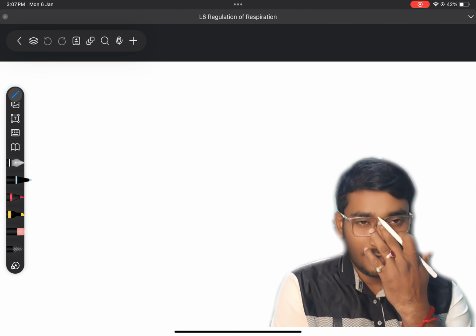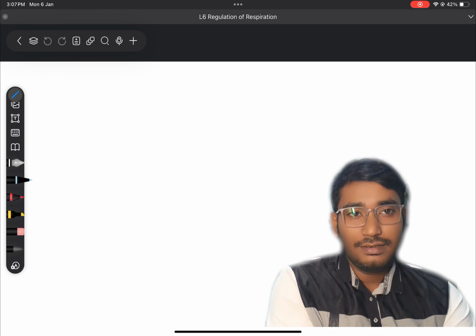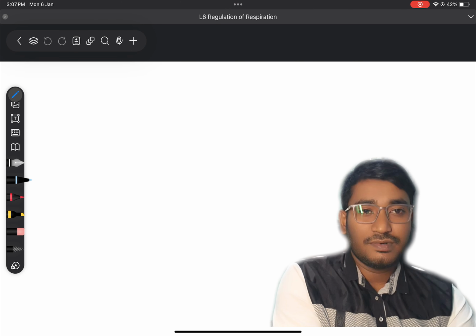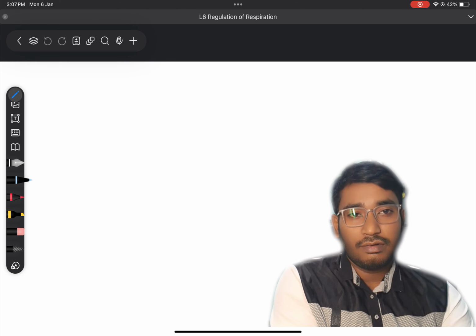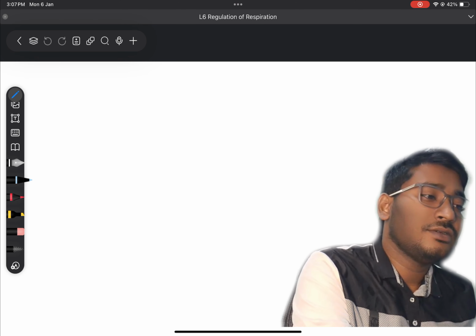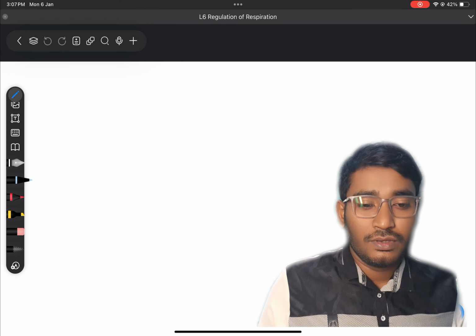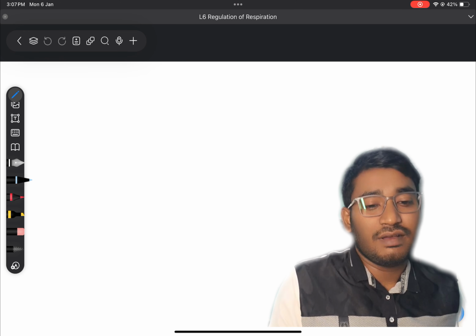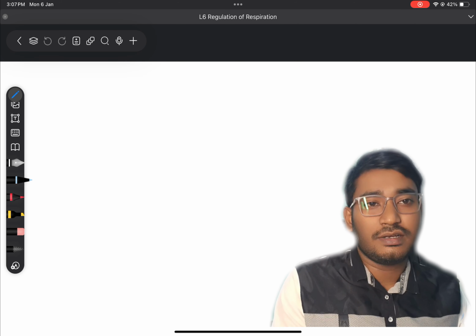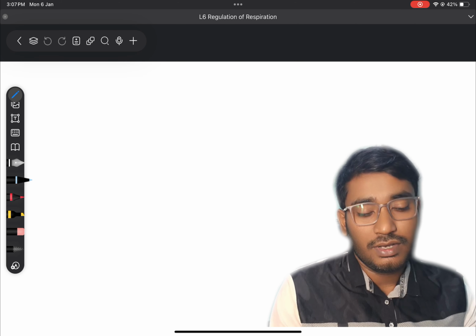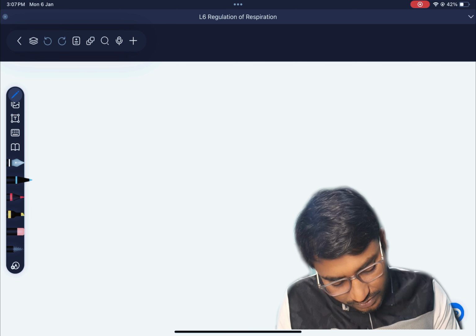And today this is lecture number 6 of our ongoing chapter, respiration and breathing. So we'll start from the transport of CO2 and later we will complete with the regulation of respiration. In the last lecture I completed up to transport of oxygen. Now today, the transport of carbon dioxide. Give us the heading as transport of CO2.